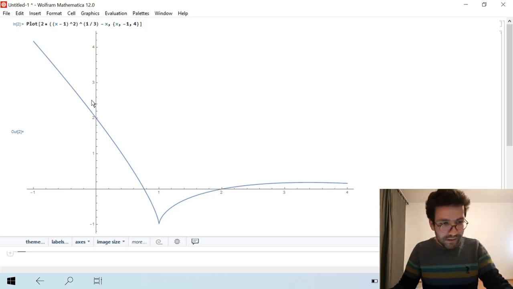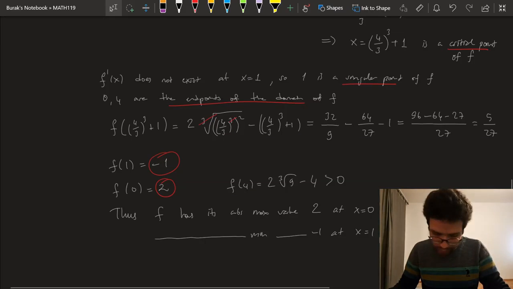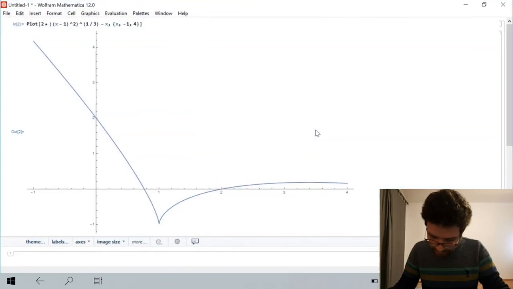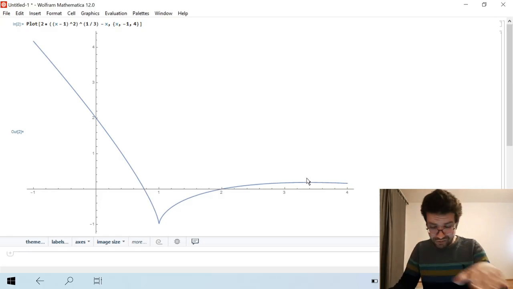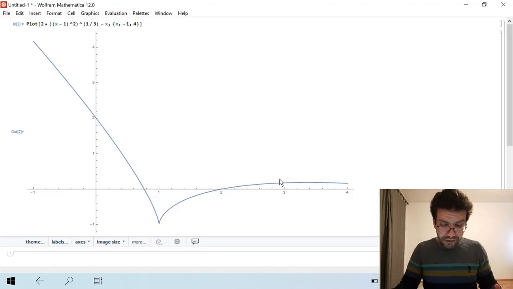So there is some critical point, which is this number, somewhere over here. You can see from this picture that there's a horizontal tangent line somewhere over here. That will be a local maximum, which we're going to talk about later when we learn about first derivative tests. So this is how the graph of this function looks.